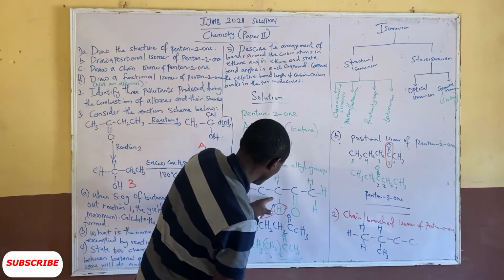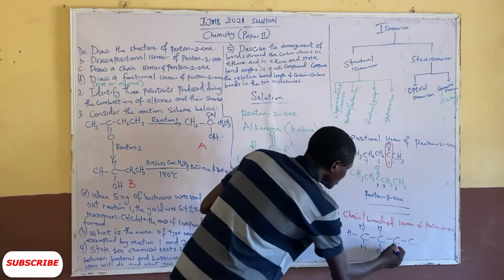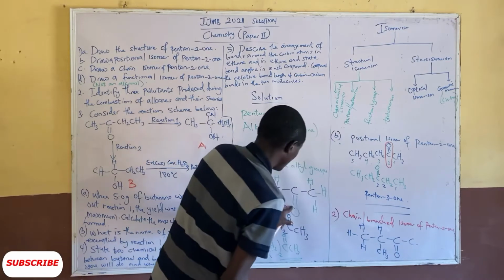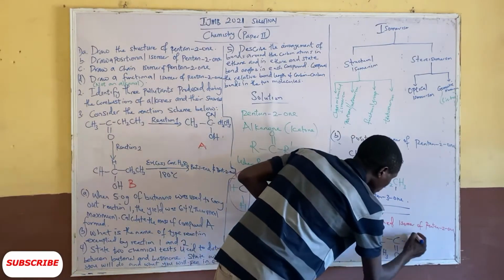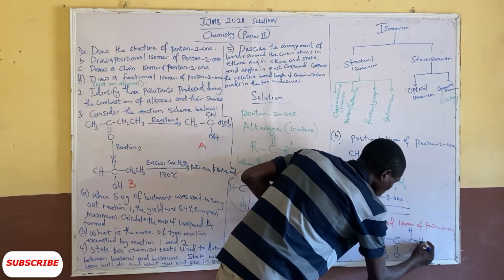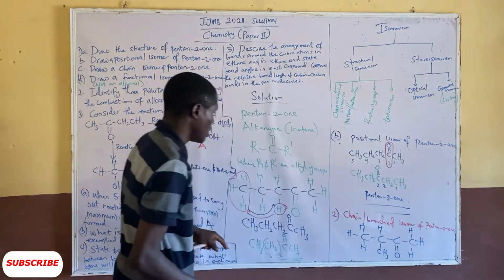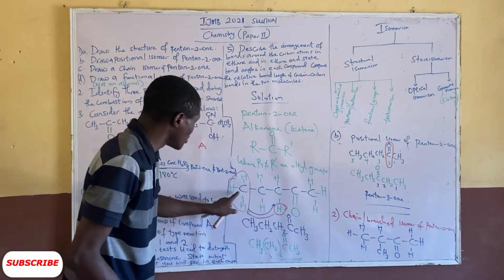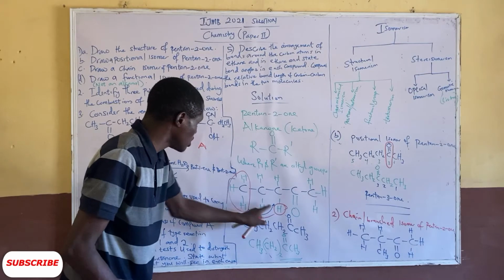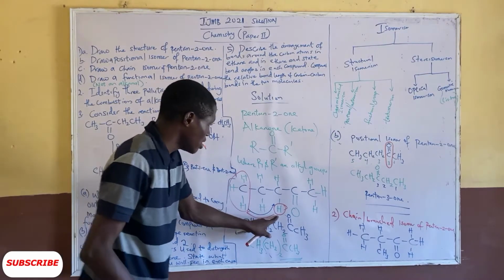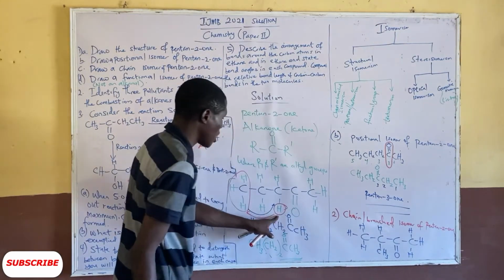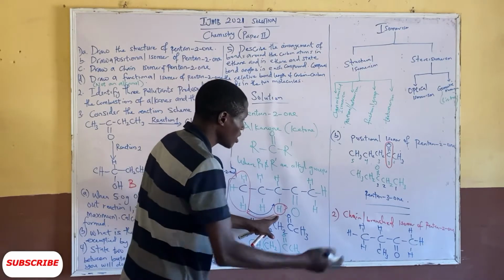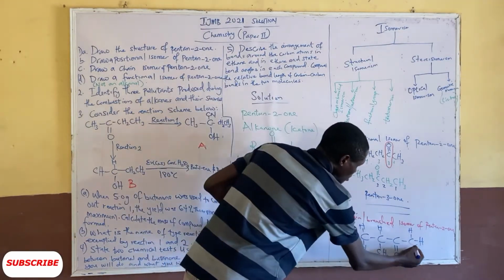So the functional group is on number 2 now. Then we have CH3. Now look at this. We replace this CH3 with H, and CH3 now comes to this place. That's why the methyl is now on carbon 3 if you count from the back.